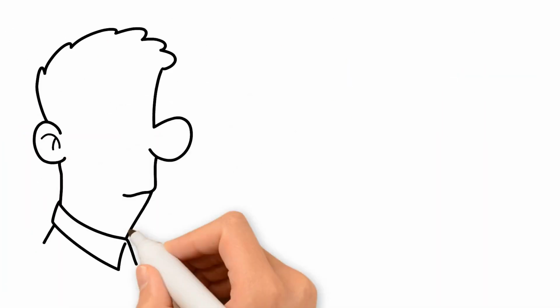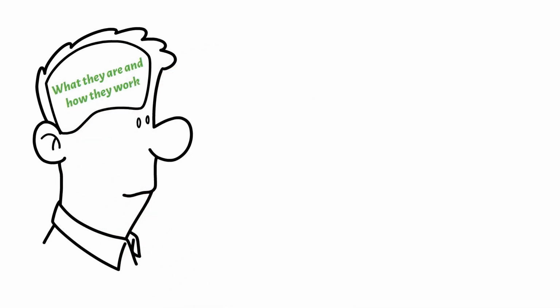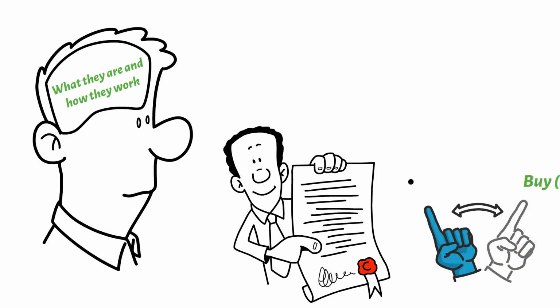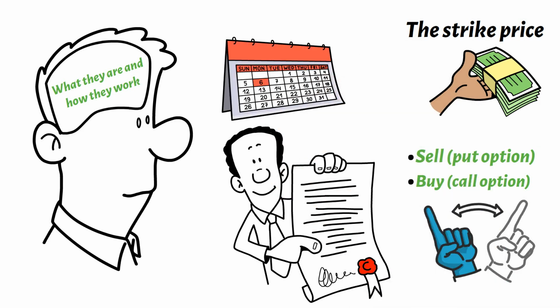Understanding options. Before you can trade options, it's important to understand what they are and how they work. Options are contracts that give the holder the right, but not the obligation, to buy (call option) or sell (put option) an underlying asset at a specified price, known as the strike price, before a certain date, called the expiration date.